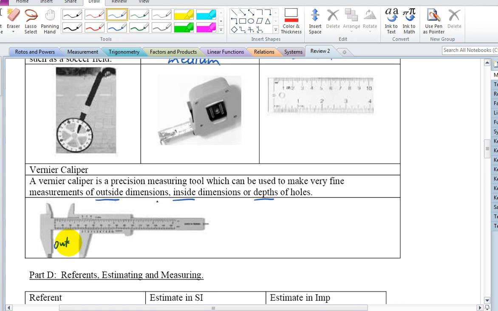Outside. Inside. And over here, this little rod was for the depth. Okay. Any questions?